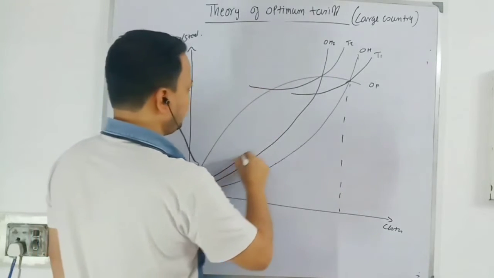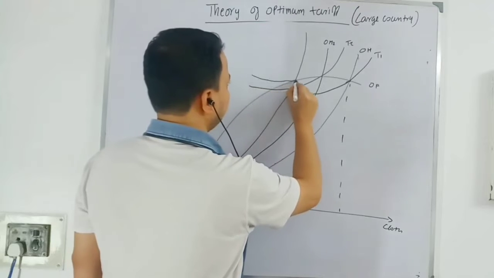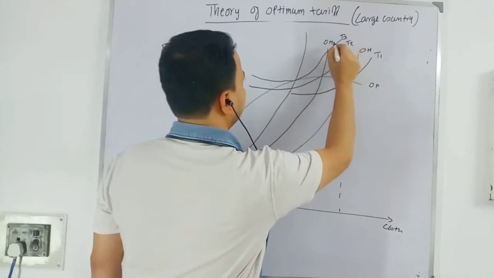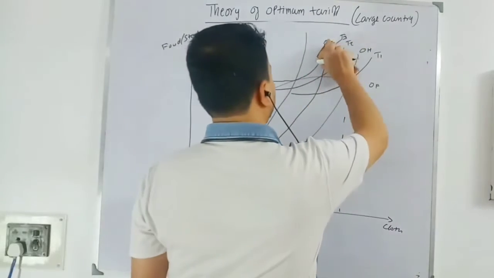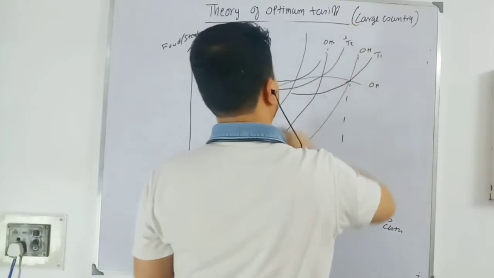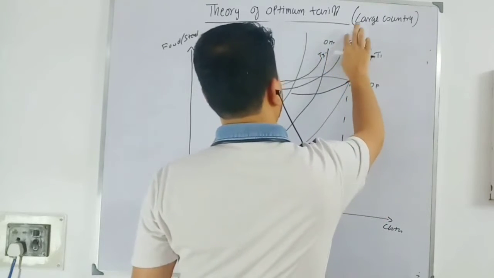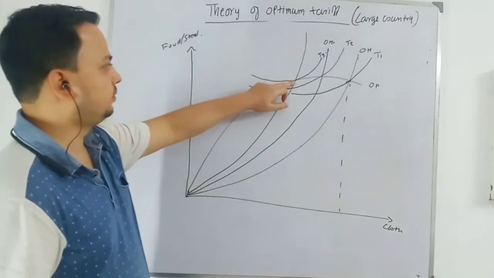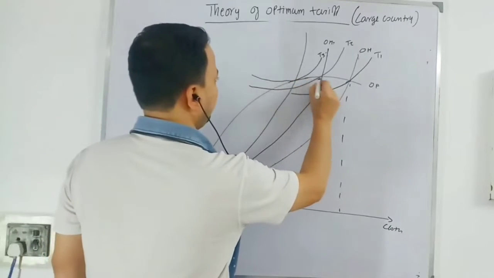Terms of trade improve further. Suppose it is going from here, and this is your offer curve T3. Draw it properly. Let me draw it up here. This is T3. This is the trade indifference curve. It is tangent to the foreign country offer curve.